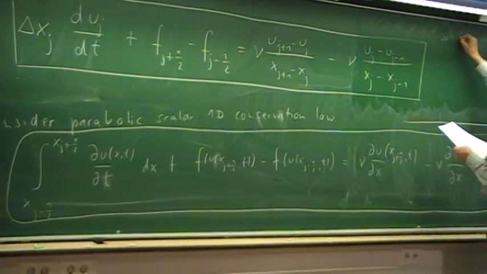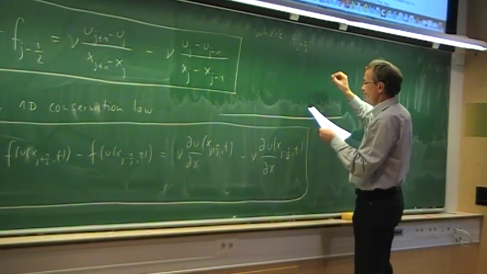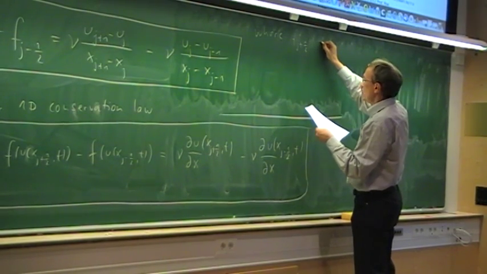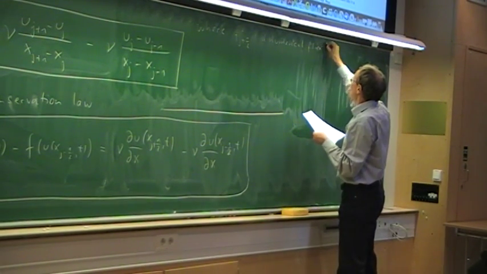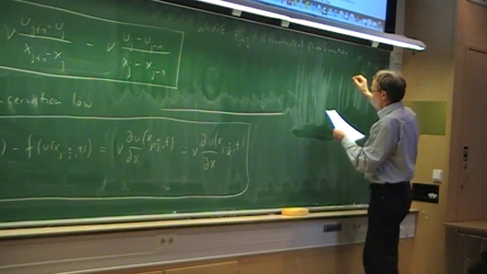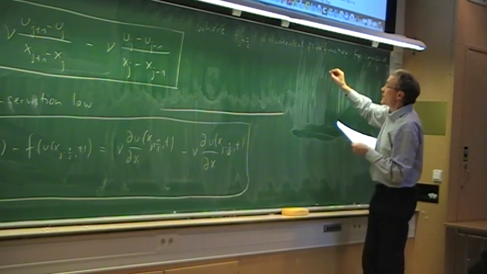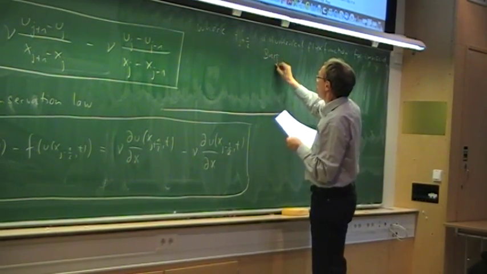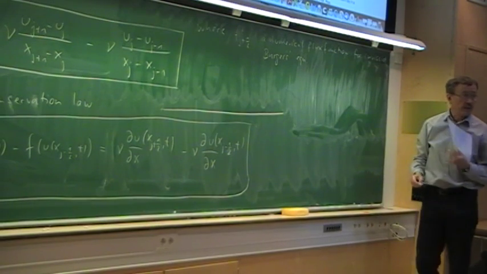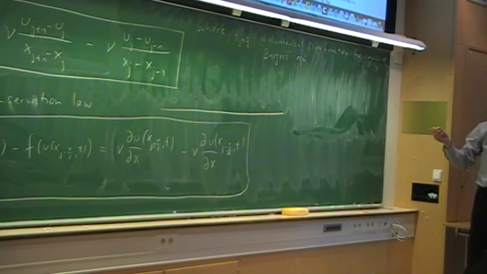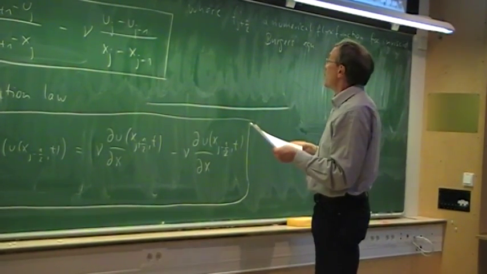So that is in here, f_{j+1/2} is a numerical flux function for the inviscid flux, so that we have already discussed. For example, we could use the upwind method, or we could use Lax-Friedrichs, or we could even use the Godunov method. It would also be an option. So that is used there.